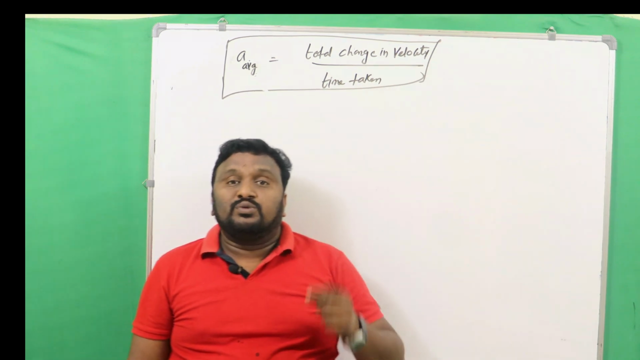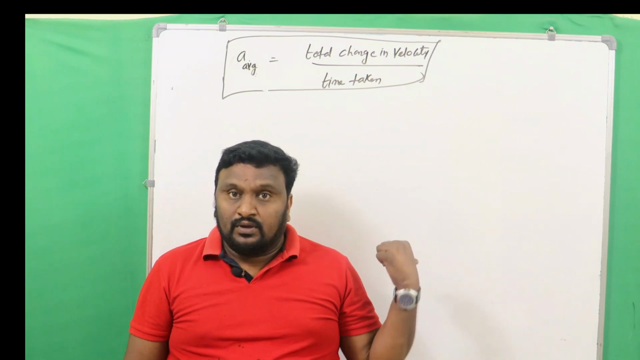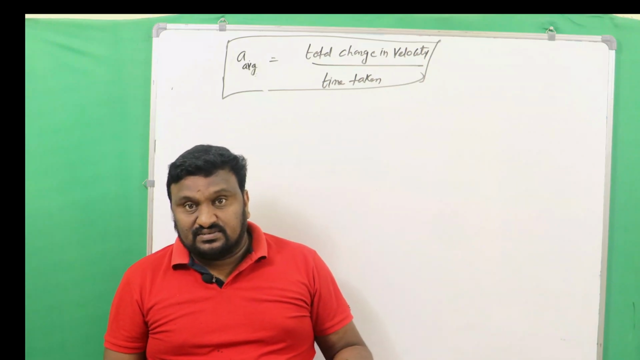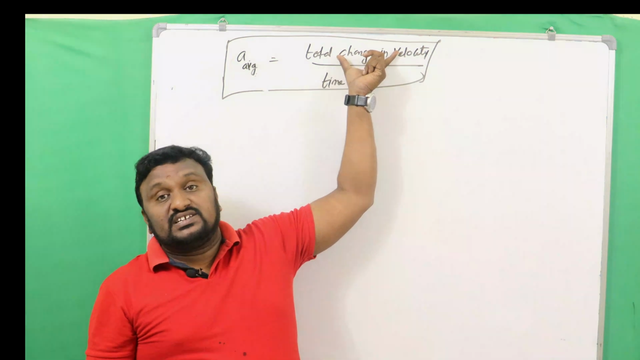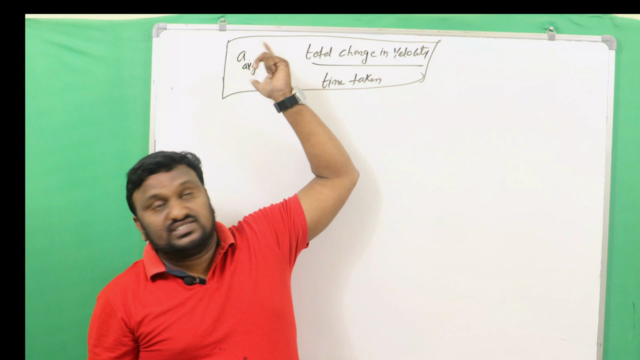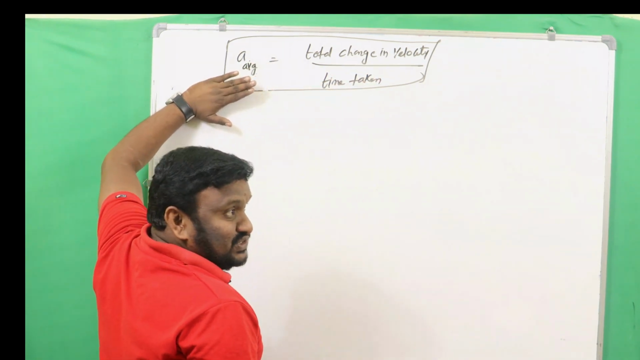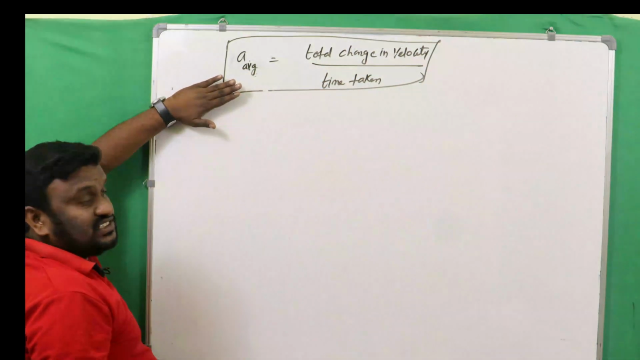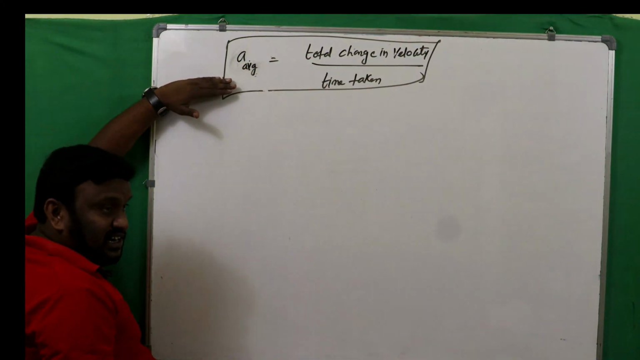When the body is moving with non-uniform acceleration, we are going to use this formula. Sometimes acceleration may increase, sometimes acceleration may decrease. That purely depends upon this formula. Total change in velocity decides the average acceleration. If total change in velocity is 0, average acceleration is also 0. If total change in velocity is positive, average acceleration is positive. If total change in velocity is negative, average acceleration is also negative.